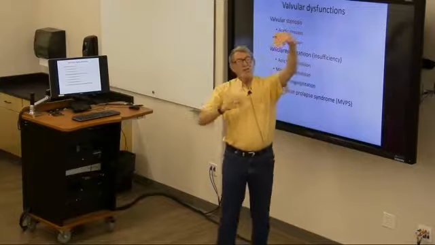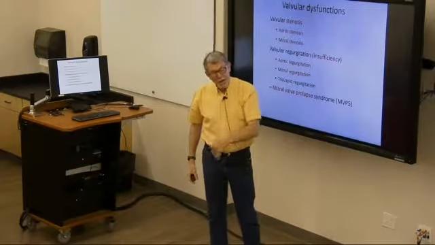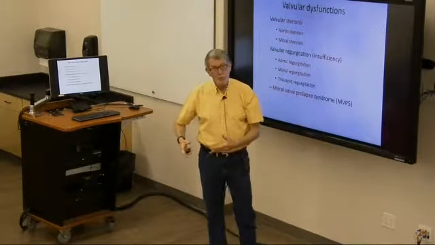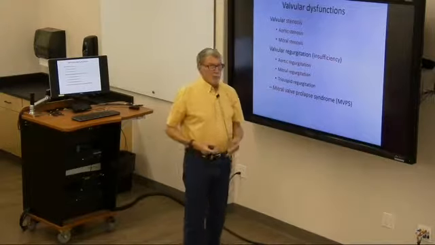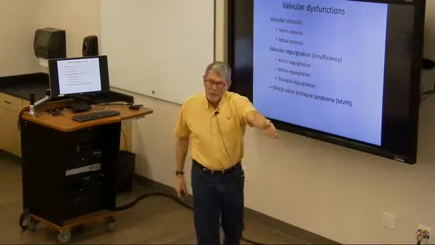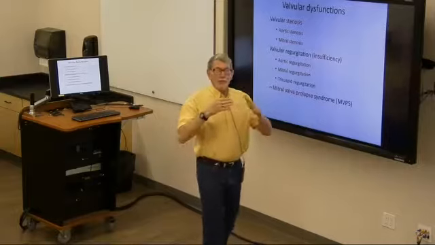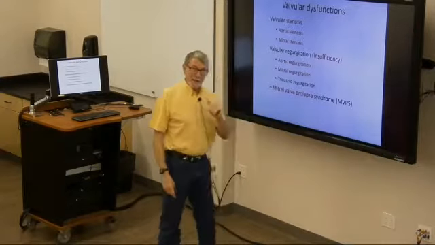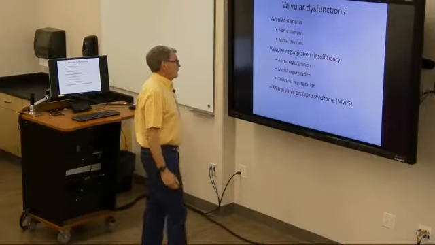Aortic insufficiency lets it come back in the ventricle, not the way it was supposed to go. So stenosis doesn't let it go out. Insufficiency lets it come back in between beats.